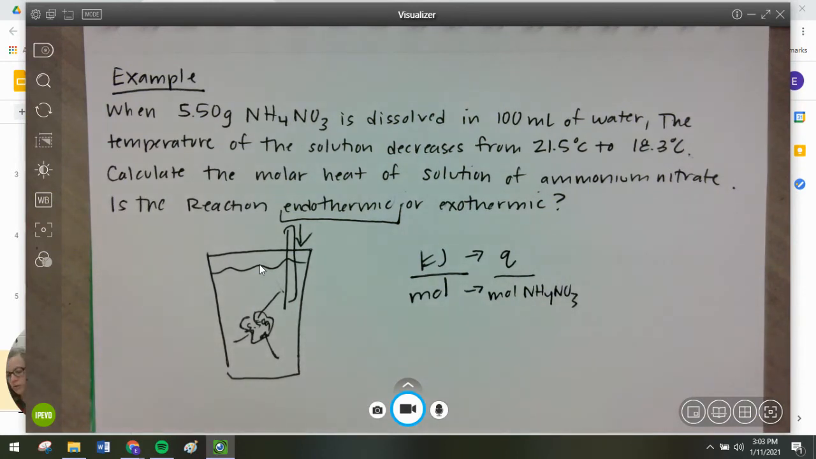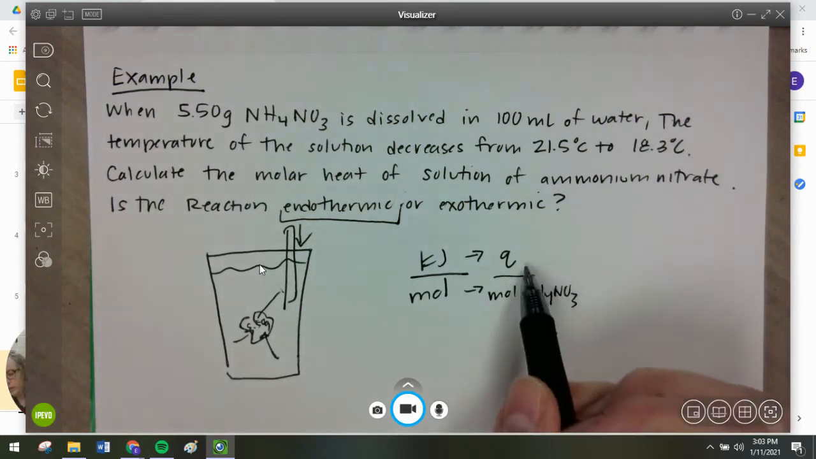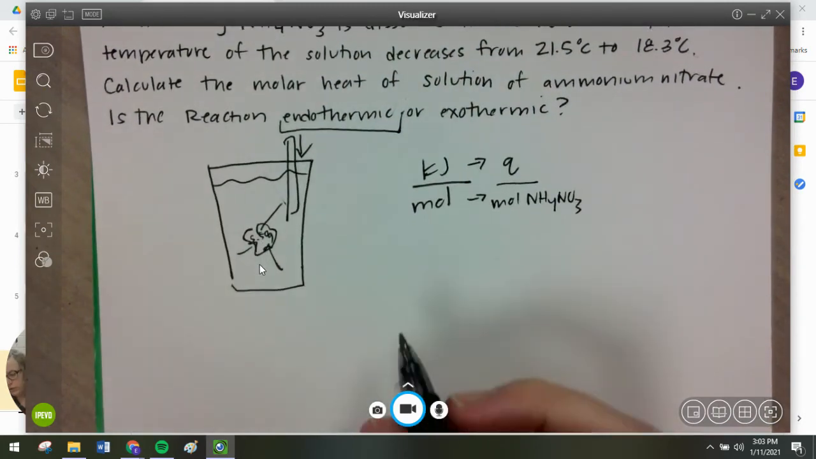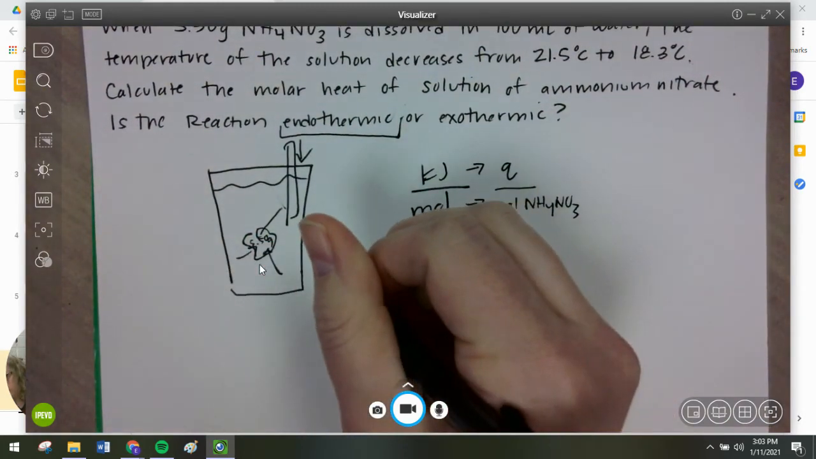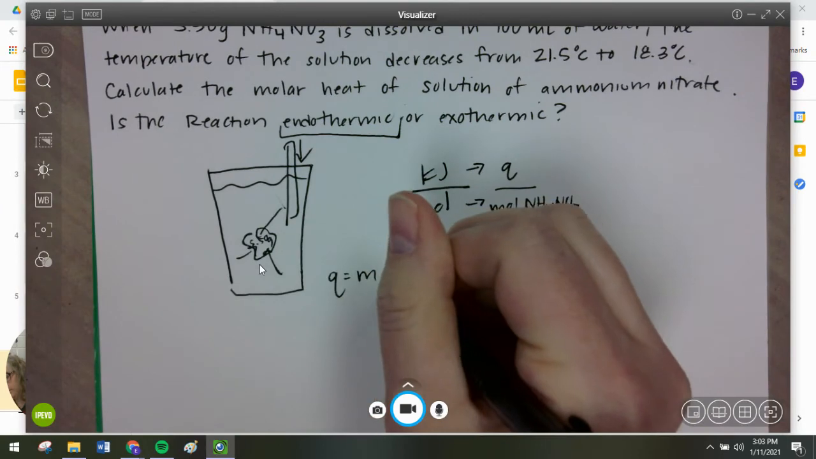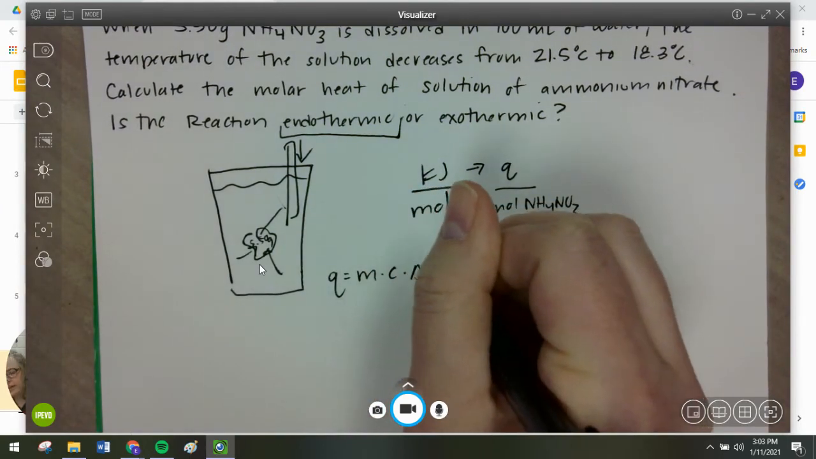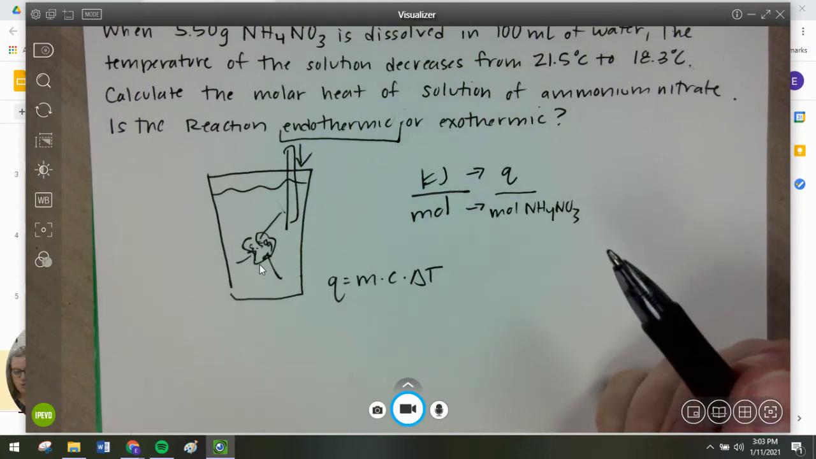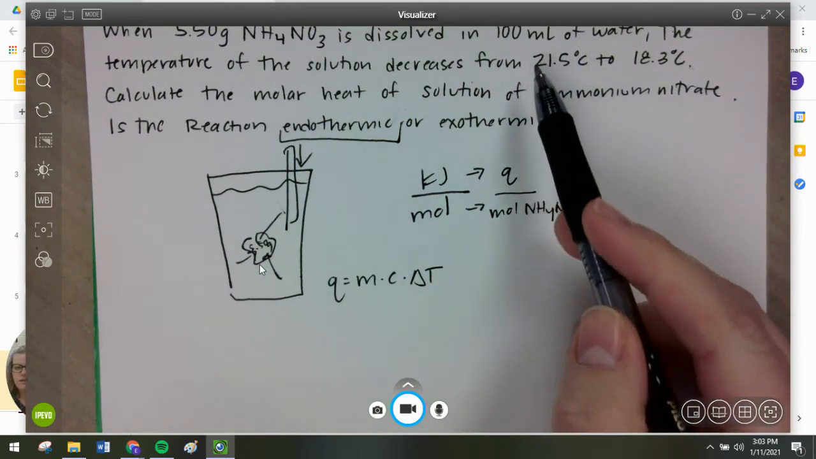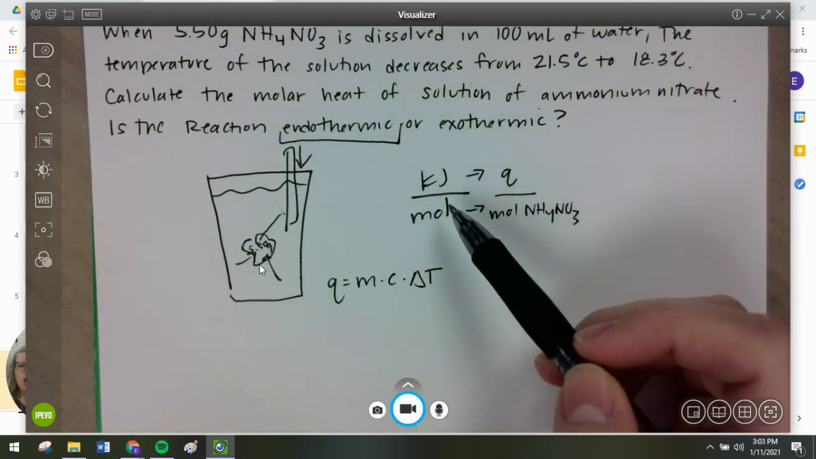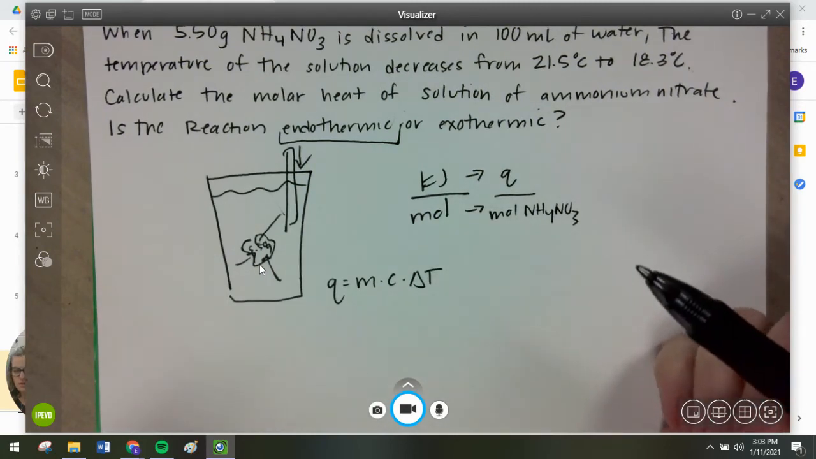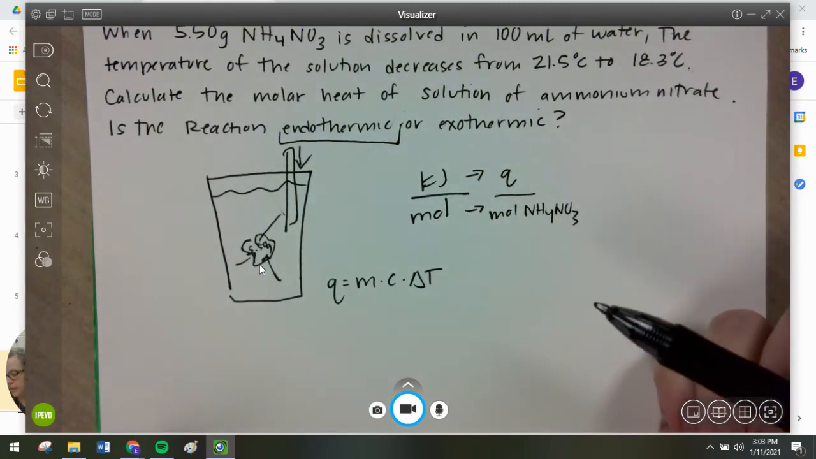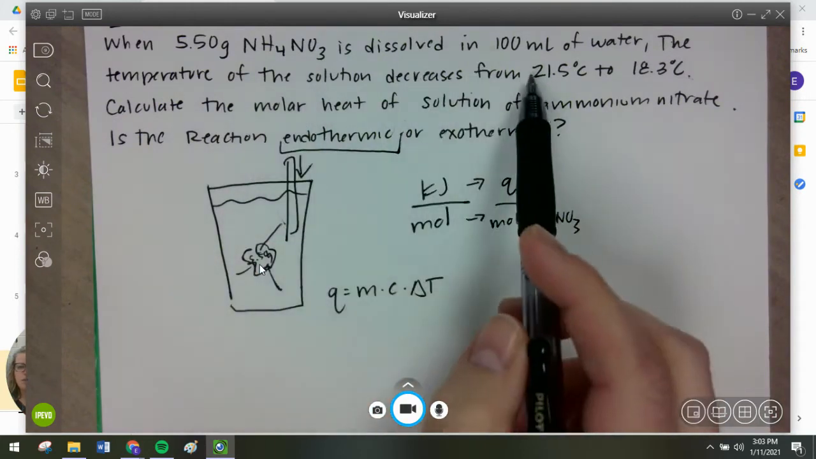When we look at our equation, we have to figure out our Q. That'll be our first order of business. We know Q equals M times C times delta T. They tell us our temperature change, they tell us the specific heat of the solution is the same as water, and they tell us the mass of stuff in here.